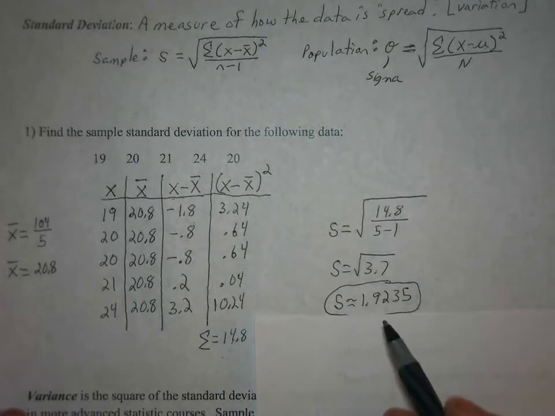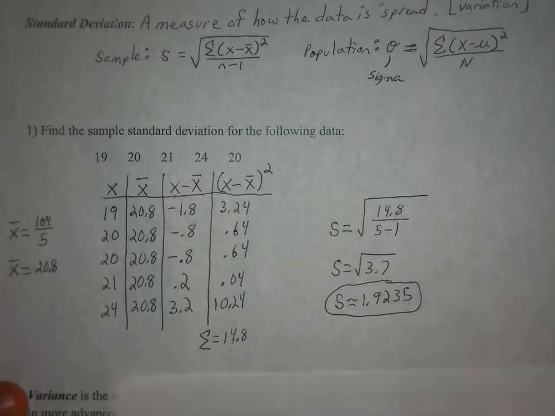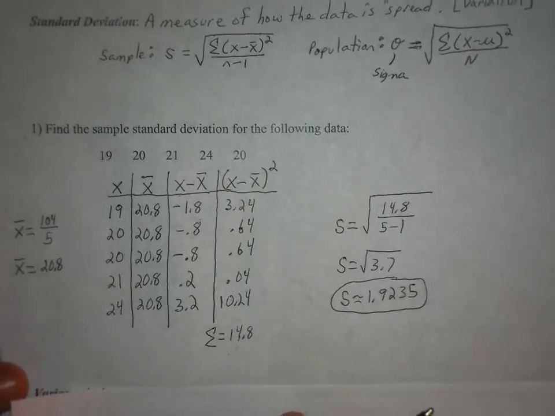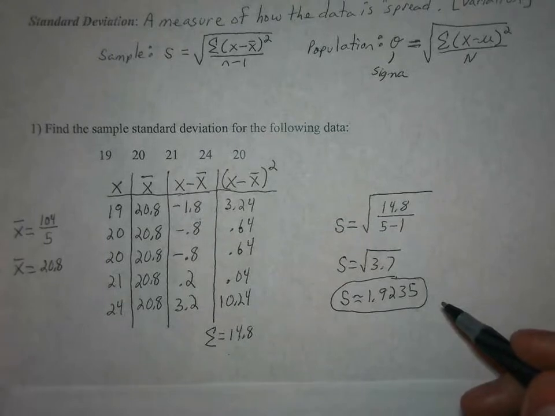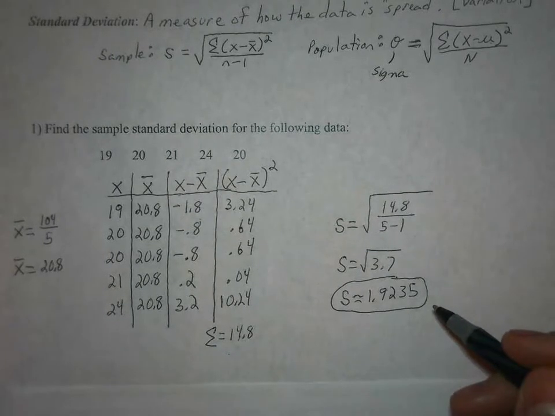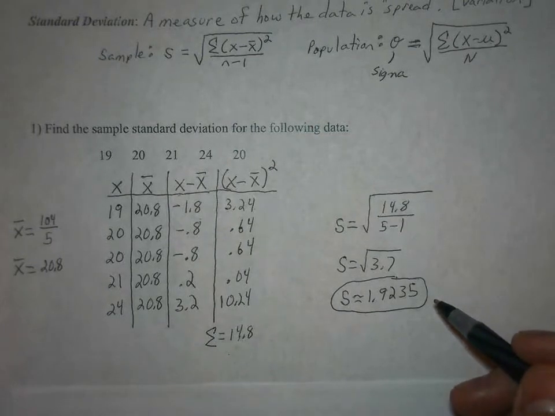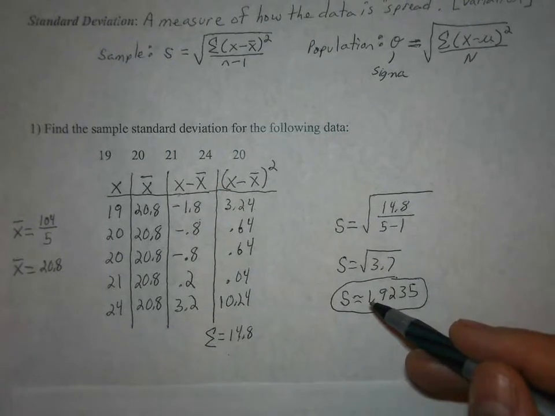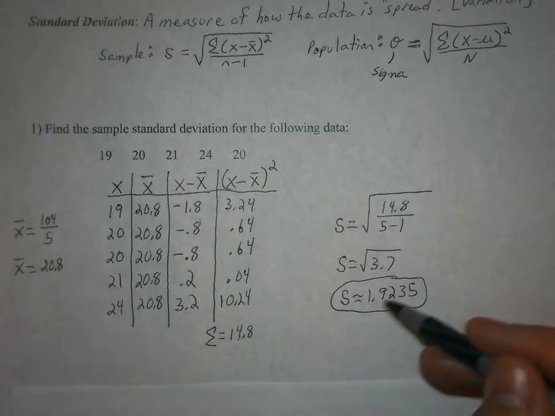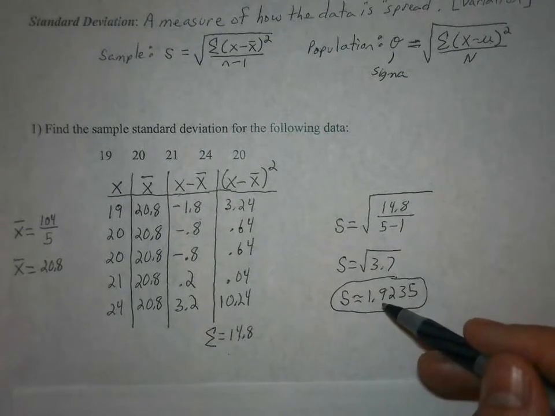Okay, so one way to think about standard deviation is an average distance from the mean. It is not exactly mathematically what it is, but I just think it's a good way to think about it. The standard deviation is an average distance that a data value lies from the mean. So in this case, we're saying that a data value lies on average about 1.9 from the mean.